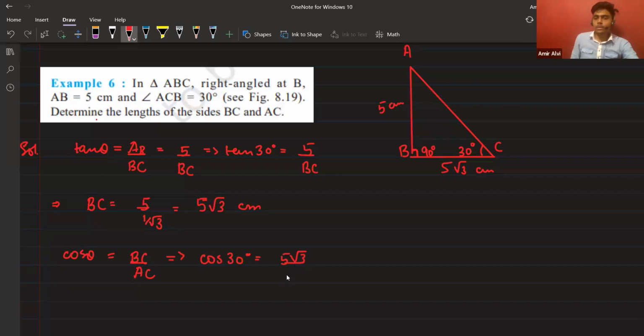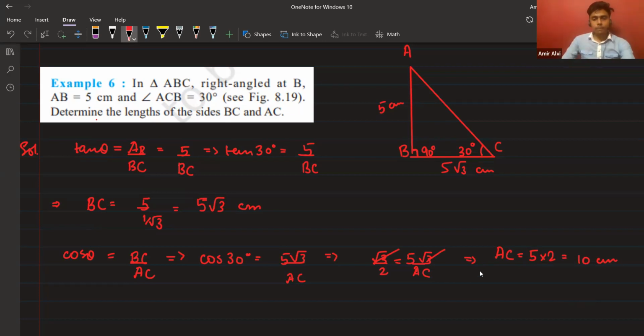What is the value of AC? We have to find it out. What is the value of cos 30? Cos 30 is root 3 by 2. Root 3 by 2 is equal to 5 root 3 by AC. Can we cancel out this root 3 from this root 3? Yes, sir. So we get AC as 5 into 2, which is equal to 10 centimeters. Adil, is it clear to you or not? Yes, sir. It's clear. Is there anything which is not clear? No, sir. Okay.